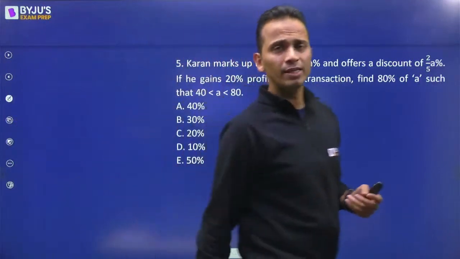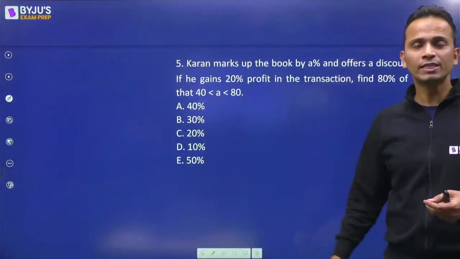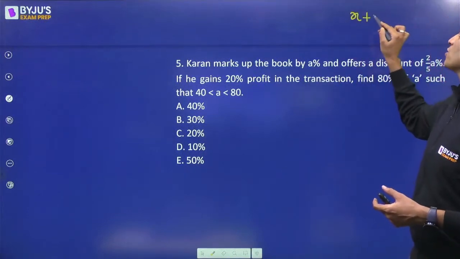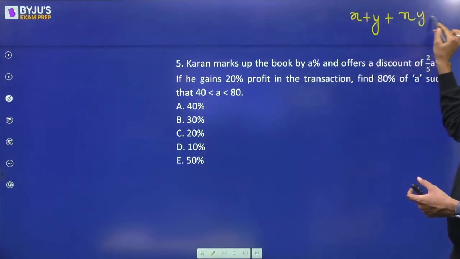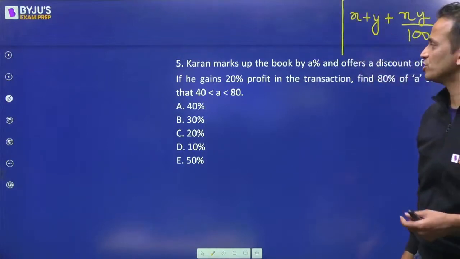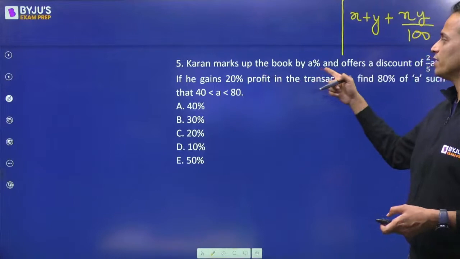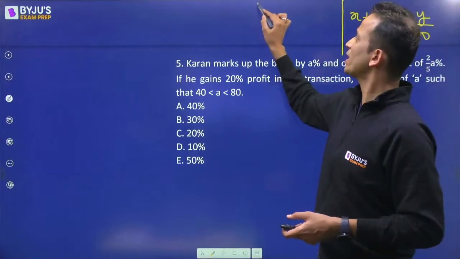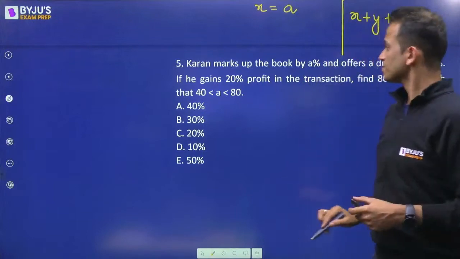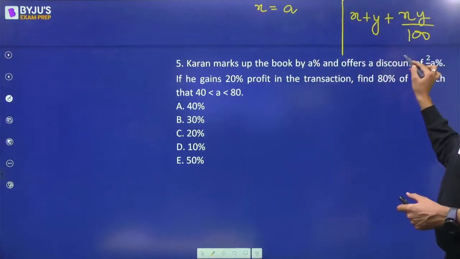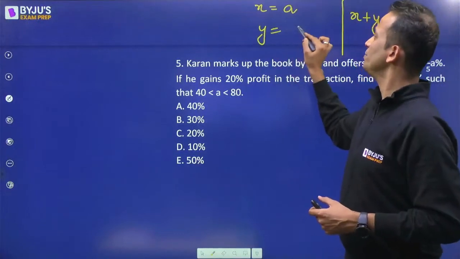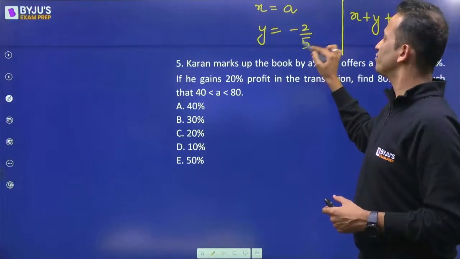Now to easily calculate the answer of this question, I'll be using the technique of successive percentage change. So मैं यहाँ पे लिख रहा हूँ formula: x plus y plus x into y upon 100. Okay, this is the formula for successive percentage change. Now, first of all, there is a markup of a percentage. So I can say that the value of x will be equal to a plus a. The value of y for this formula, there is a discount. So discount means a decrease. So value of y will be minus 2 by 5a.